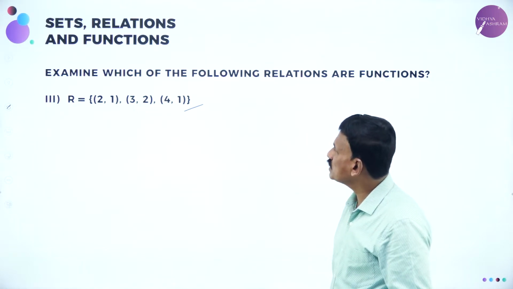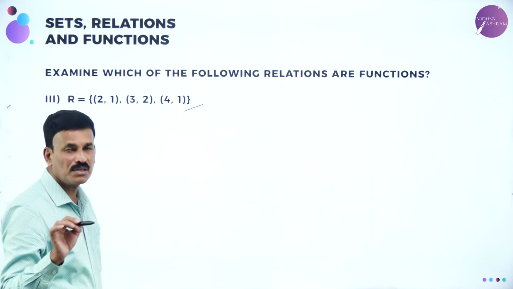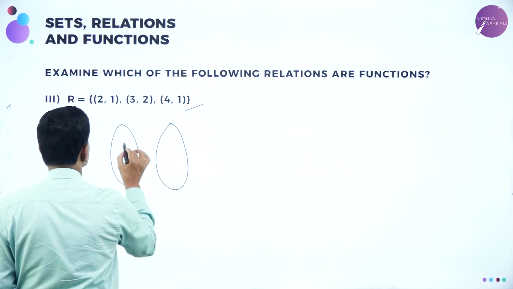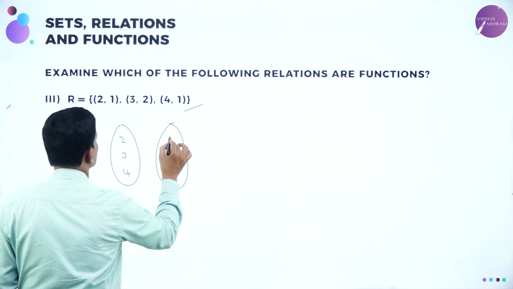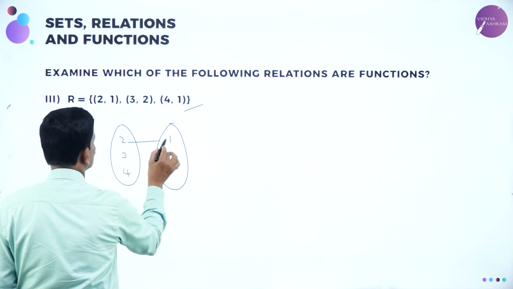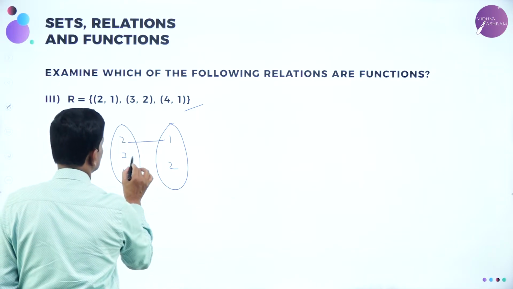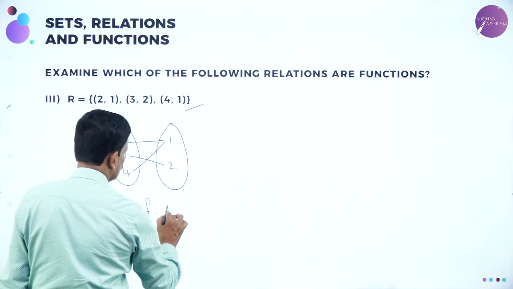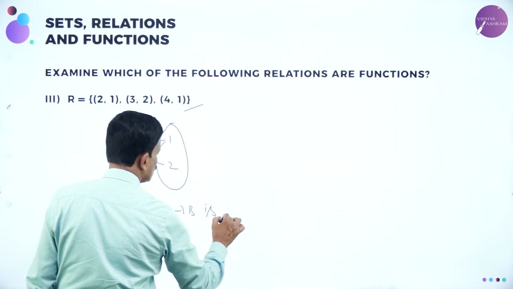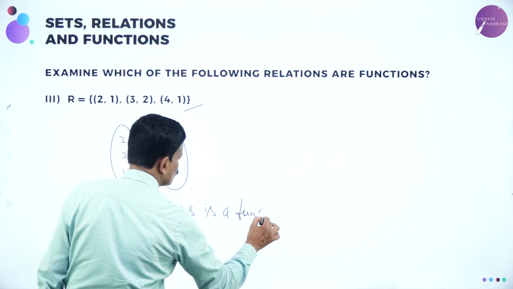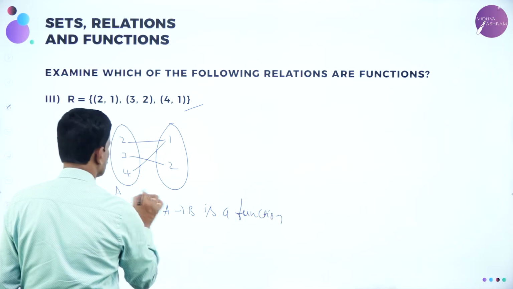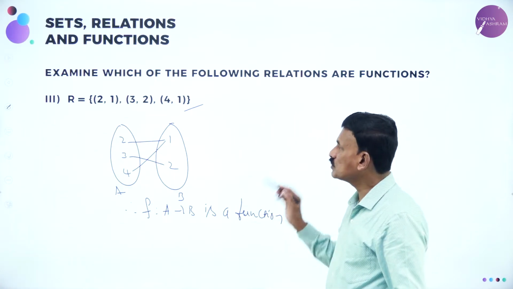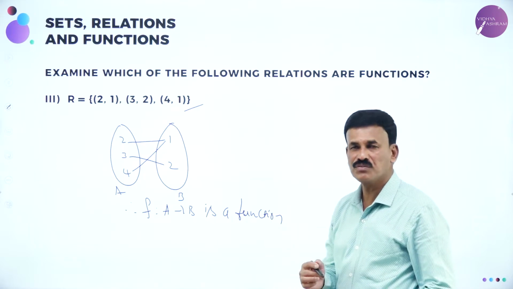Check this: (2, 1), (3, 2) and (4, 1). The first elements are used only one time here. So different elements have different images. See here, this is 2, 3 and 4, 1 and 2. So what is the mapping? 2 to 1, again 3 to 2, again 4 to 1. So therefore f from A to B is again a function. This is also an example for a function. Okay, these are all a few examples for 1 mark questions.